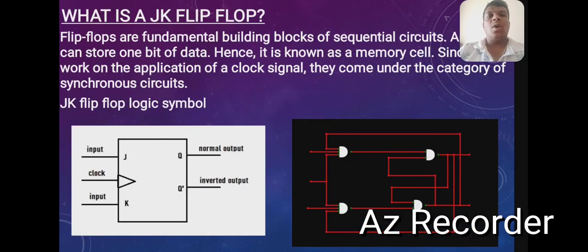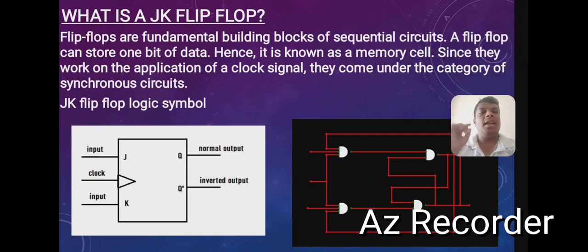So let us learn first what a JK flip-flop is. JK flip-flops are the fundamental building blocks of sequential circuits. A flip-flop can hold 1 bit of data, hence it is known as a memory cell. Since they work on the application of a clock signal, they come under the category of synchronous circuits. So, the JK flip-flop logic symbol. We have two inputs, J and K, and we have one clock which is turned on whenever it is needed. We have two outputs, Q and Q bar.